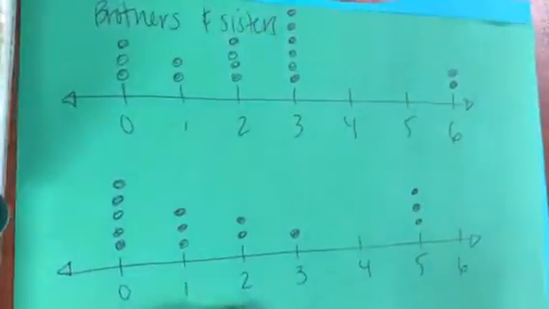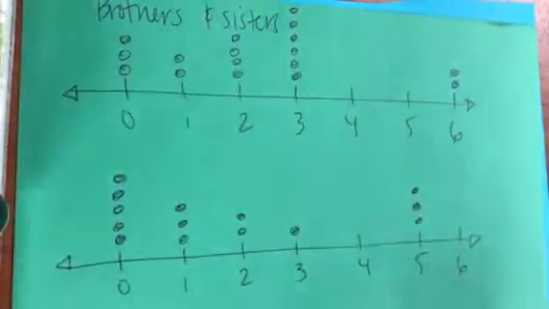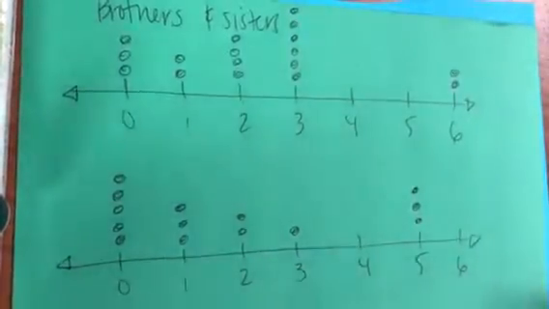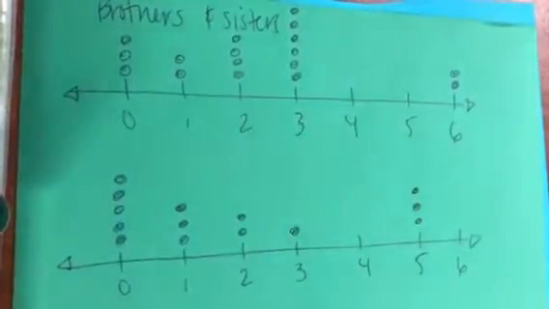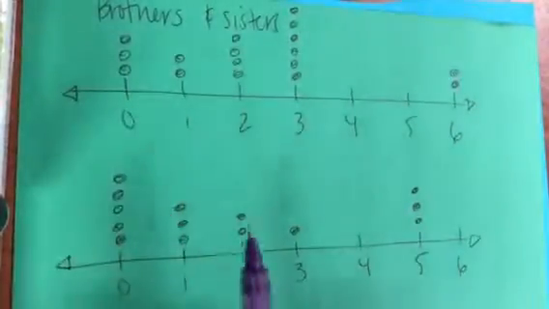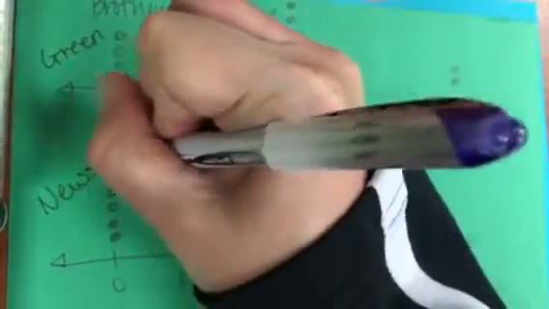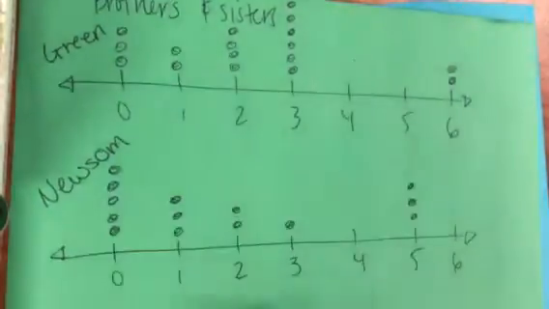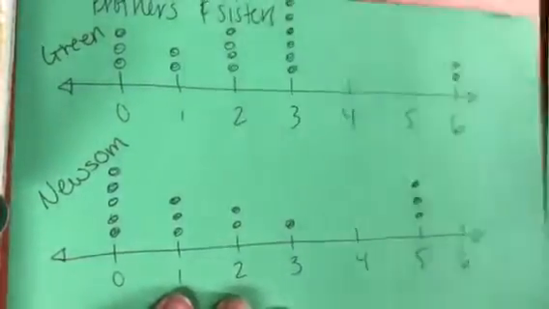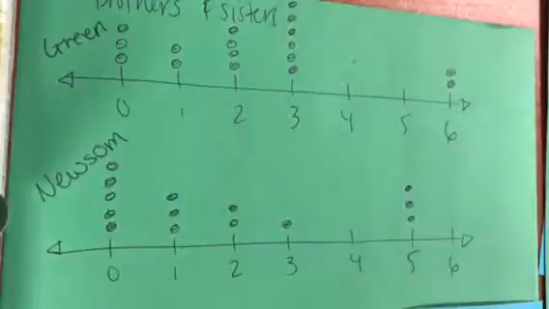Okay, so now let's look. We are looking at the number of siblings that the students in Miss Green and Miss Newsom's second period classes have. Ooh, my class got small. Your class got tiny. So did Miss Green's. So this is Green, this is Newsom, and this is the number of siblings that their students have. So let's compare the mean, median, mode, and range, and we'll see if there's any outliers.